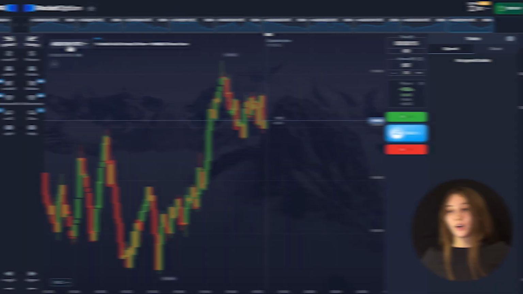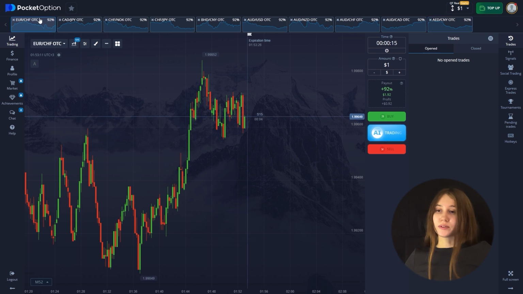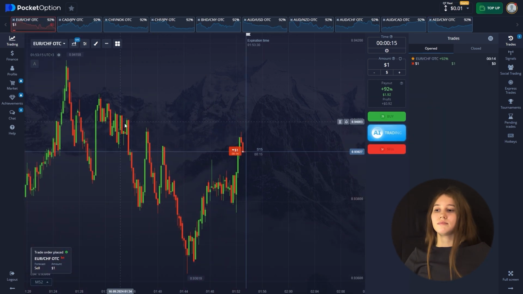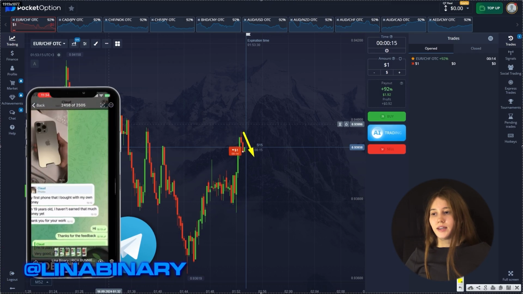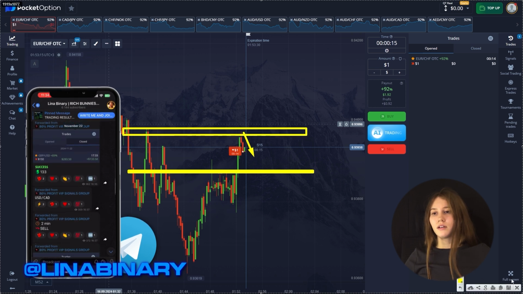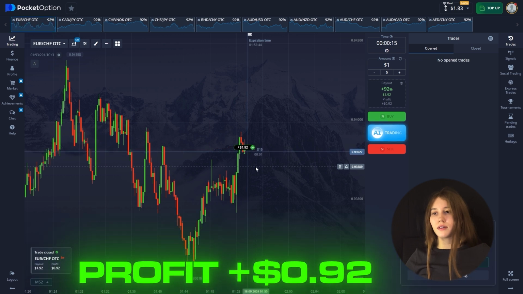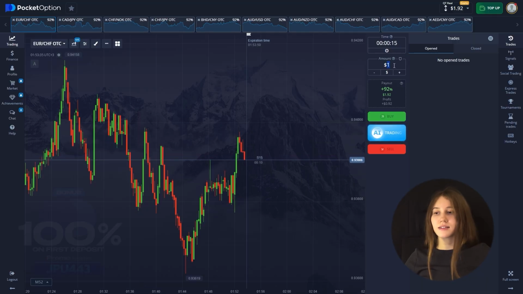Let's start. So here we are on Pocket Option and we move on to our first concept. Our balance is $1, we start our deal, a down deal. Quite simple. We open down. Yeah, we see a plus deal. Quite simple, quite fast.